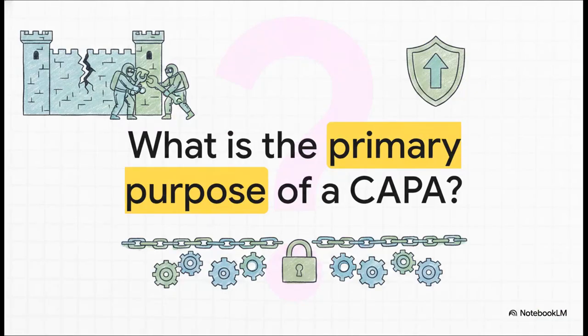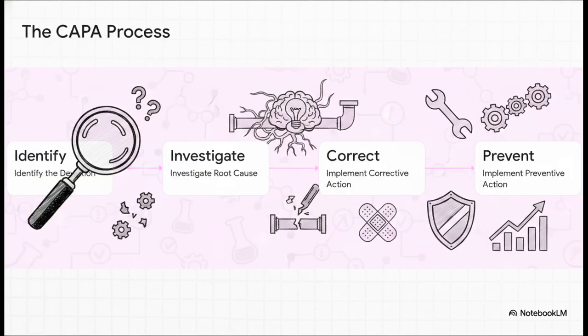So, you've investigated your deviation. You've found the breach. Now, what is the primary purpose of a CAPA following that investigation? How do we actually fix a breach in the fortress wall so that it never, ever happens again? Well, that is exactly what the CAPA process is for, corrective and preventative action.